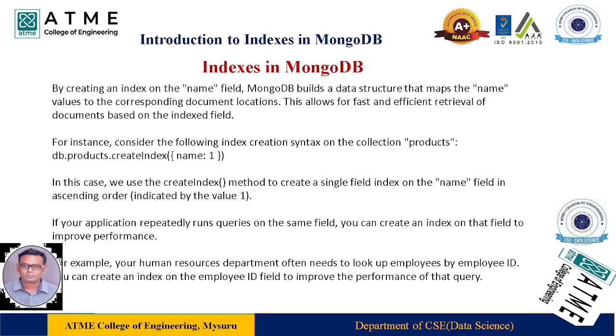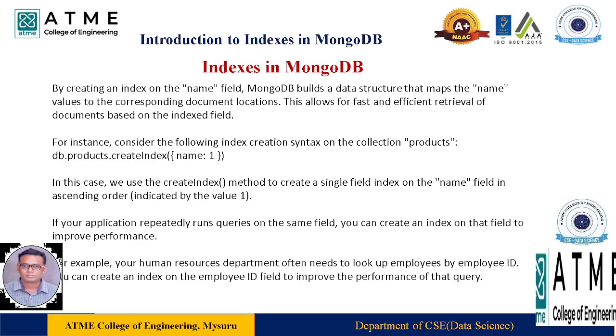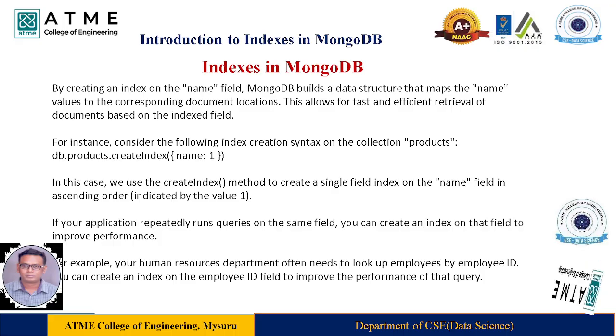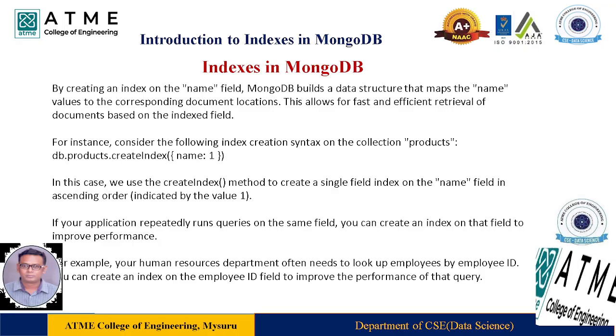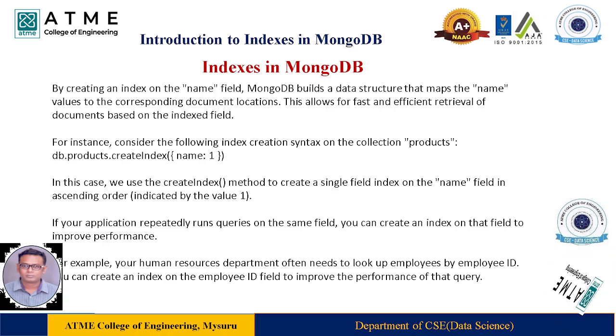So clearly you can see here I have created db.products.createIndex with name colon 1. If your application repeatedly runs queries on the same field, you can create an index on that field to improve the query performance. For example, your human resources department often needs to look up employees by email ID. So based on email ID, your human resources professional will fetch the details. You can create an index on the employee field to improve the performance of the query. You can even create an index on email ID also.